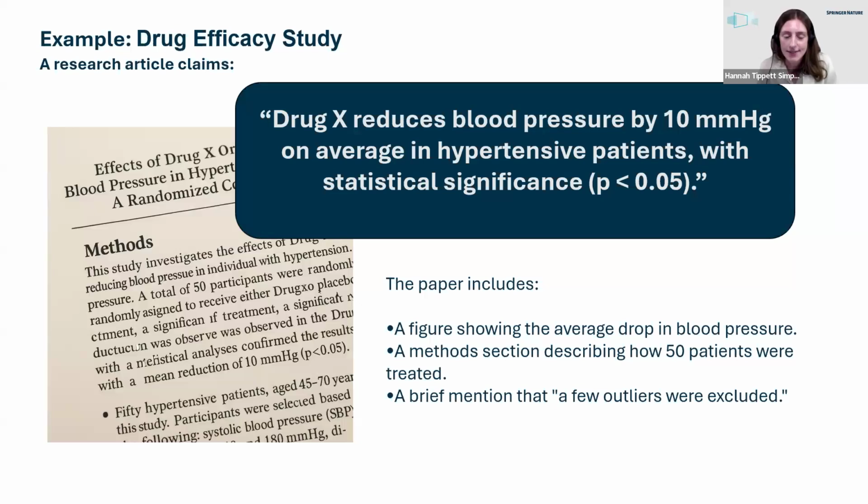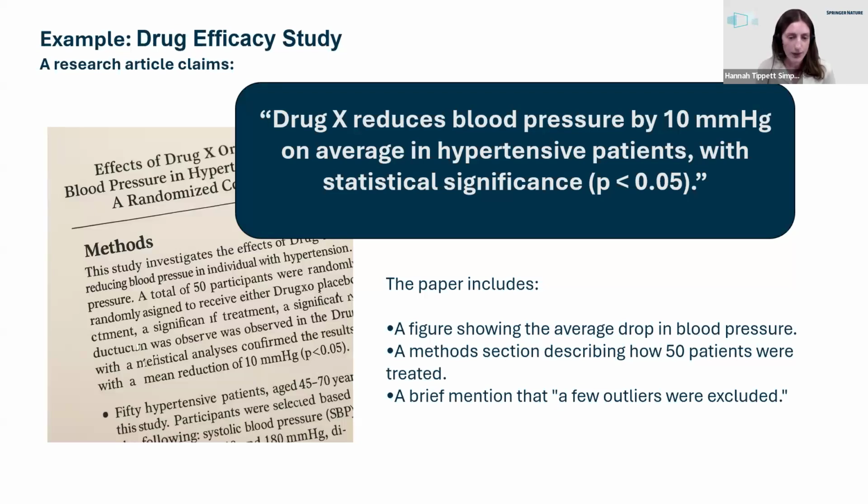Okay, so a quick illustration of why data matters. This is a very simplified example. Consider that a paper claims that drug X lowers your blood pressure by 10 millimeters of mercury on average. That sounds compelling on the surface, but without access to the underlying data, we can't fully evaluate the finding.